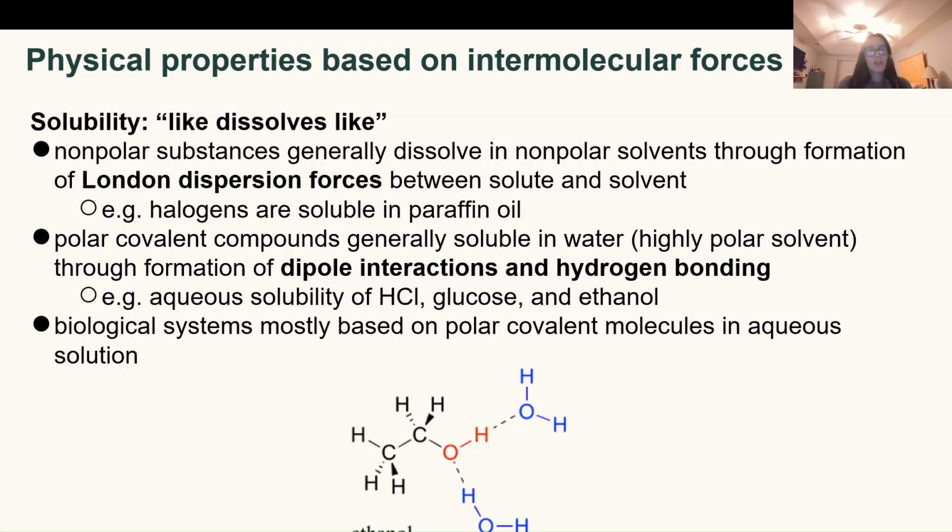Polar things are generally soluble in water, which is also highly polar, through the formation of both dipole-dipole and hydrogen bonds. So, for example, hydrogen chloride gas is soluble in things that are also polar, like water. Biological systems are also mostly containing polar covalent molecules because the body consists of mostly water, right? So, in order to dissolve these compounds, these biological systems are mostly polar covalent molecules, like DNA, like carbohydrates. An exception would be lipids, but again, lipids do have a polar component to it and also a nonpolar component.